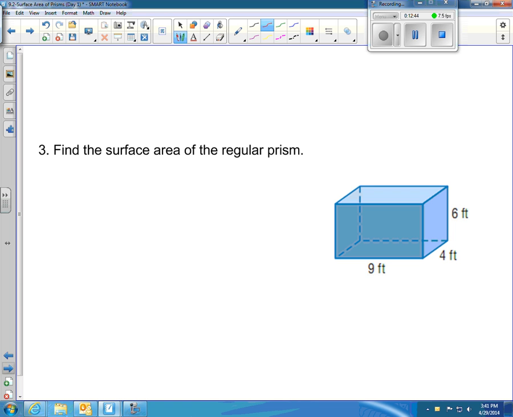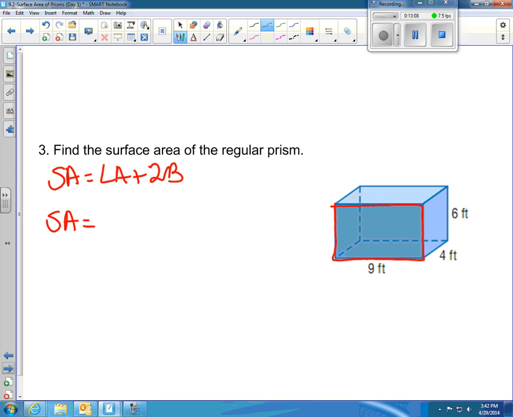Okay, so let's find the surface area of this rectangular prism. Now here it doesn't denote which one is the base, so because it's rectangular, we're all going to agree that this dark shaded side that is facing us is going to be considered the base. So we're thinking surface area is lateral area plus 2 base areas.